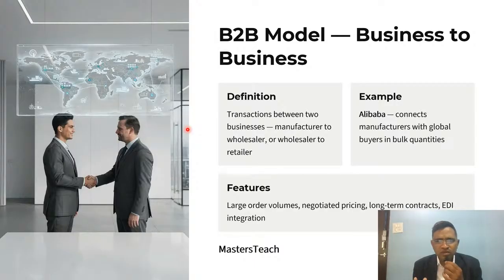That is business to business, for example, Alibaba. You can visit Alibaba and find everything. The feature is that you can buy in large volume and get a lower price. You can also have a long term contract.